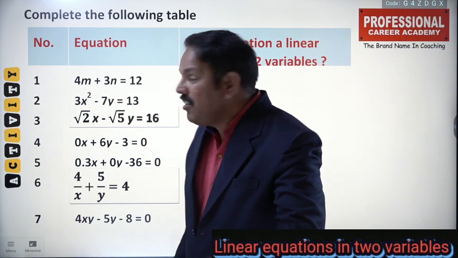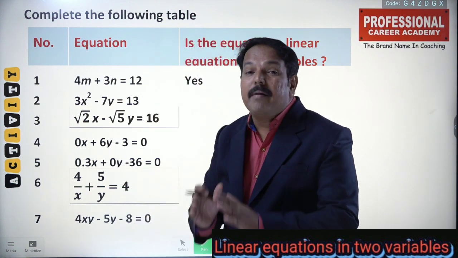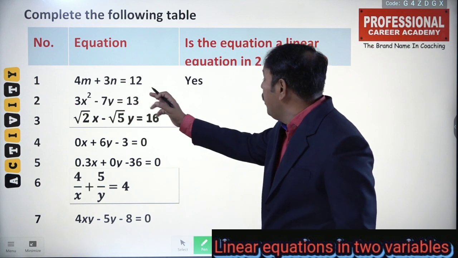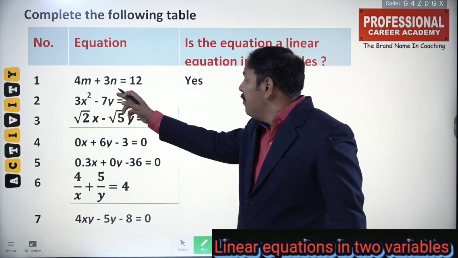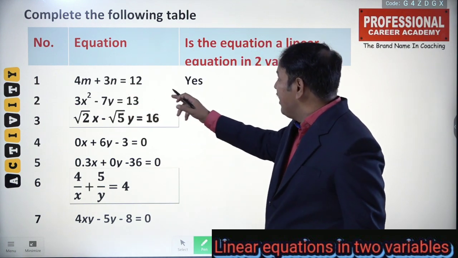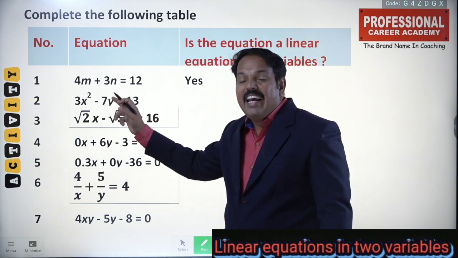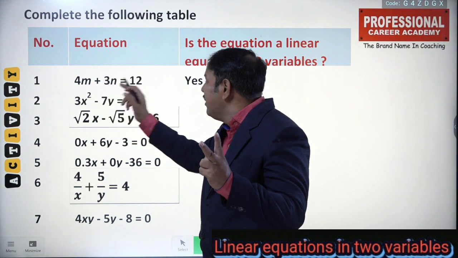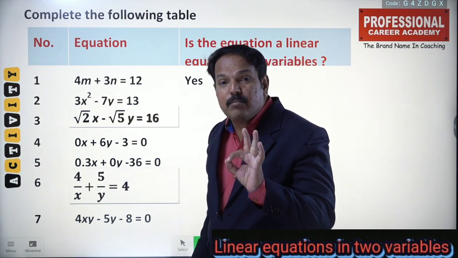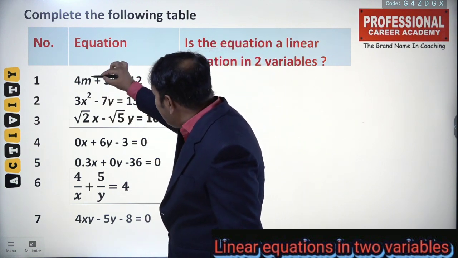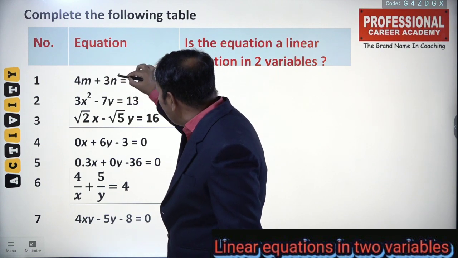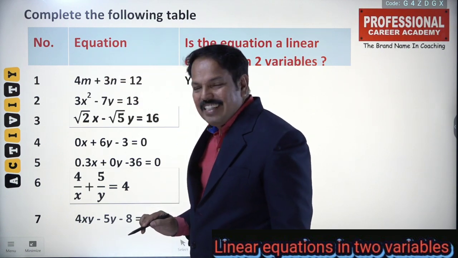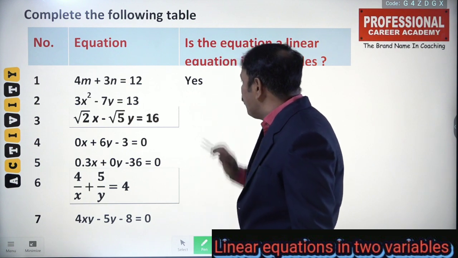काय विचारले तुम्हाला की दिलेले इक्वेशन लिनियर इक्वेशन इन टू व्हेरिएबल आहेत का? For example, this is the equation 4m plus 3n is equal to 12. Is it a linear equation in two variables? काय check करायचंय? There should be two variables. Yes, m is there, n is there. Degree of both the terms should be 1. Here there is no power, means 1. Here also 1. Got it? So this is the linear equation in two variables.